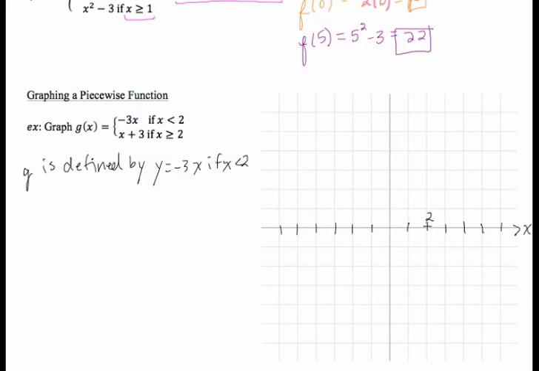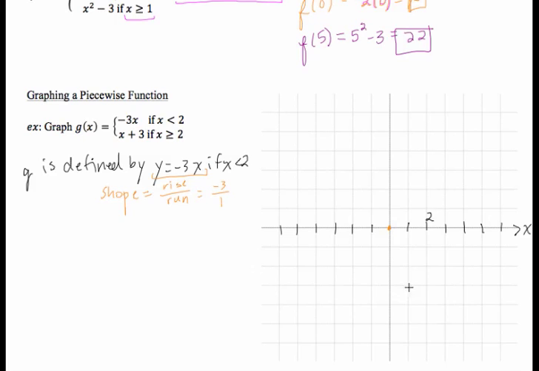So for all the x values less than 2 over here, we're going to graph y equals negative 3x. The graph of y equals negative 3x has a slope of negative 3, and we do need a point on it as well. It goes through 0, 0: if x is 0, y is 0. So it goes through 0, 0, and it has a slope of negative 3. Let's review here: slope is rise over run. Negative 3 can be thought of as negative 3 over 1, which would be down 3, right 1. So from here I can go down 3, right 1.